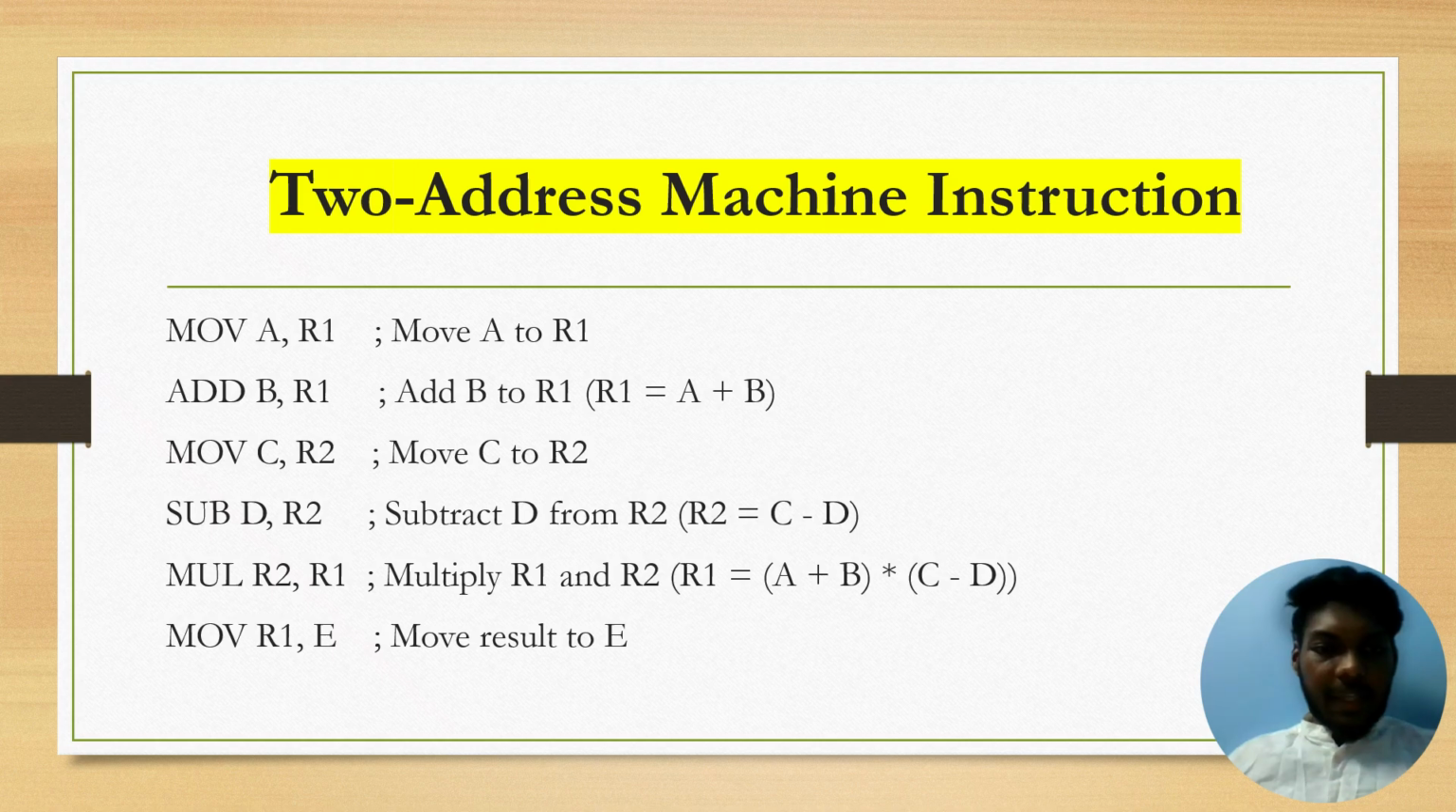The following will be the mul R2 R1, which is multiply R2 R1. The next step is to multiply the values in R2 and R1. This calculates the final result A plus B times C minus D. The result is stored in R1. Move R1 E. Finally, we move the computed result from R1 into E, where it is stored as the final output.